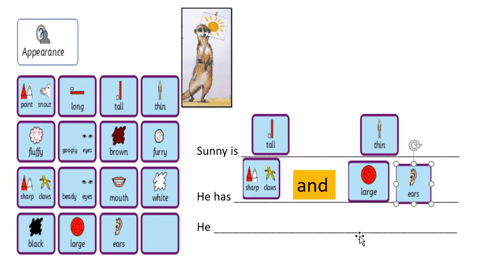His ears are large. So let's see what my sentence looks like. He has sharp claws and large ears. That's another good descriptive sentence to describe what Sunny looks like.